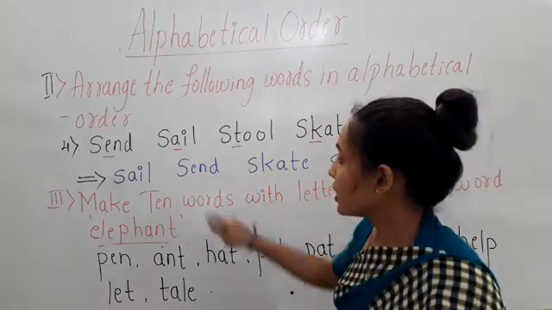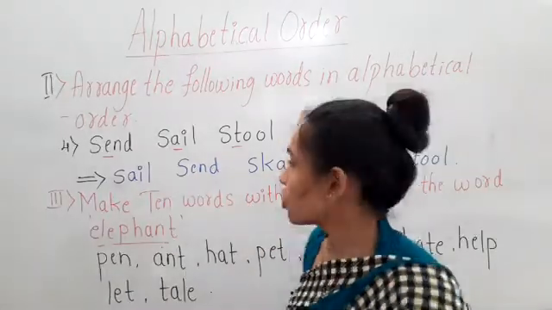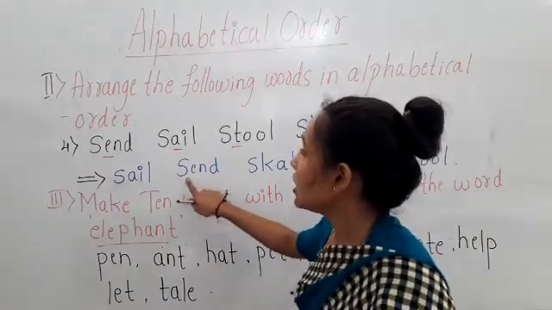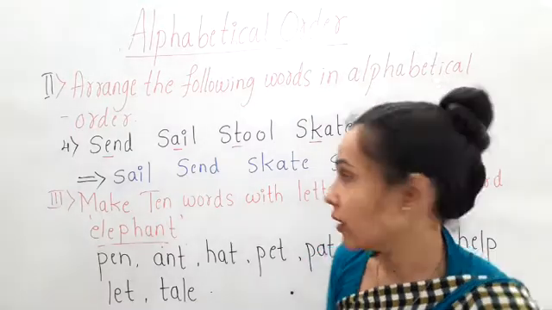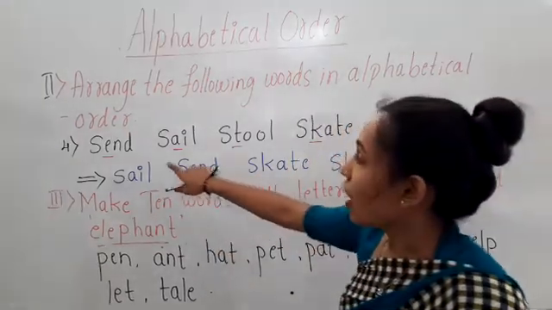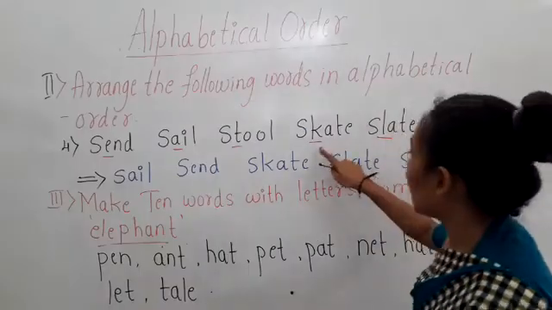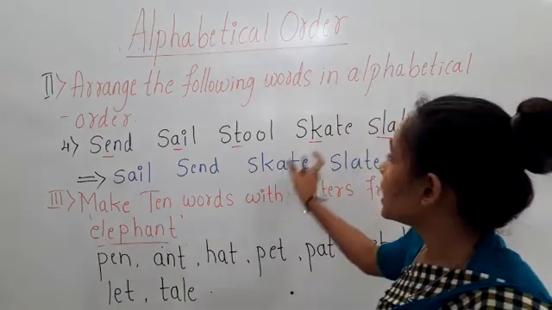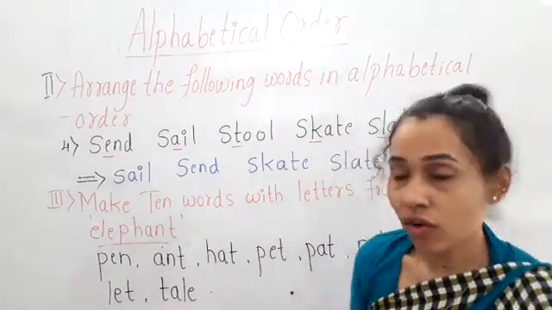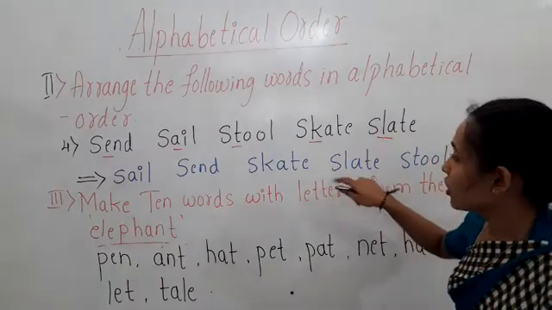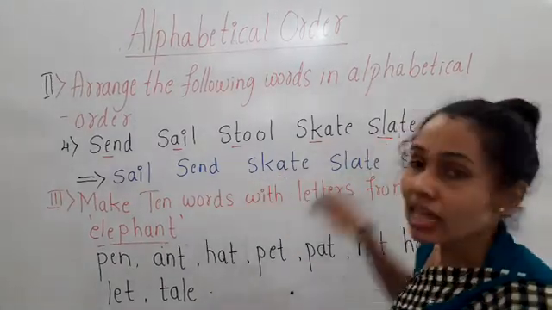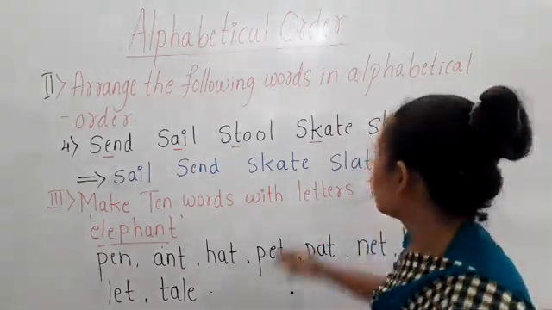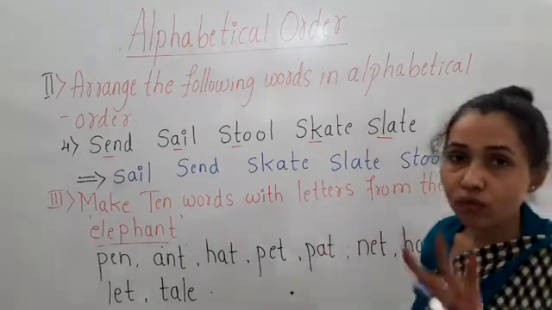Then next, after A which letter comes, children? After A, E comes in the alphabet. So we have to write the word send in the second position. In third, after E which letter comes? K. So we have to write the word skate in the third position. Now look at the fourth word. After K which letter comes? L. So we have to write slate in the fourth position.